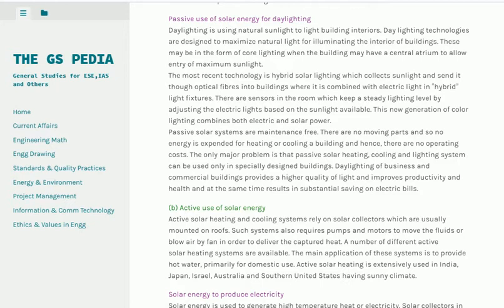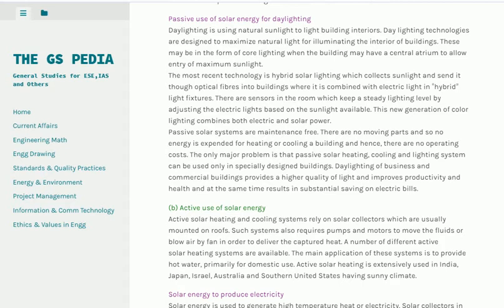Passive solar systems are maintenance-free. There are no moving parts, and so no energy is expended for heating or cooling a building, and hence there are no operating costs. The only major problem is that passive solar heating, cooling and lighting systems can be used only in specially designed buildings. Daylighting of business and commercial buildings provides a higher quality of light and improves productivity and health, and at the same time results in substantial savings on electric bills.